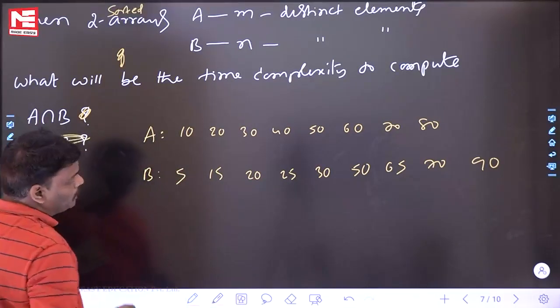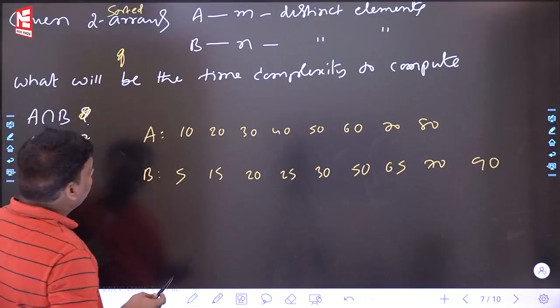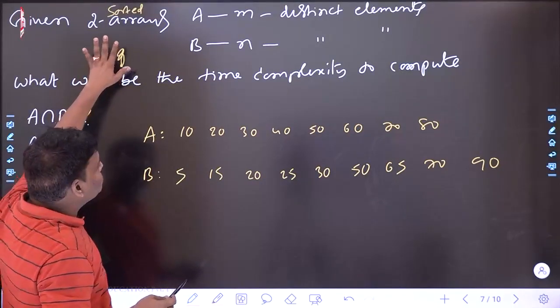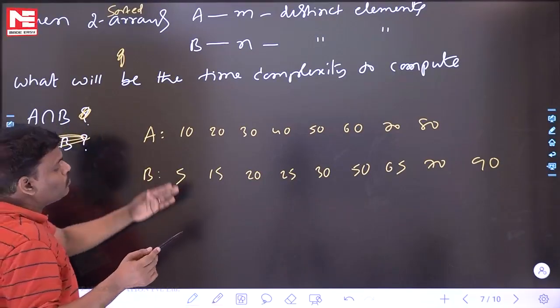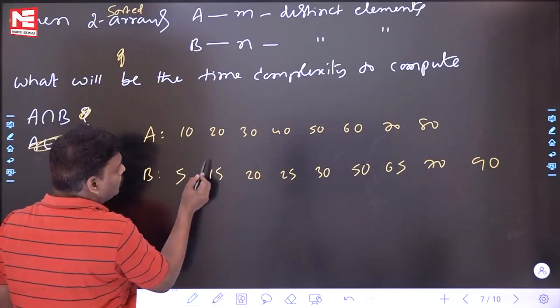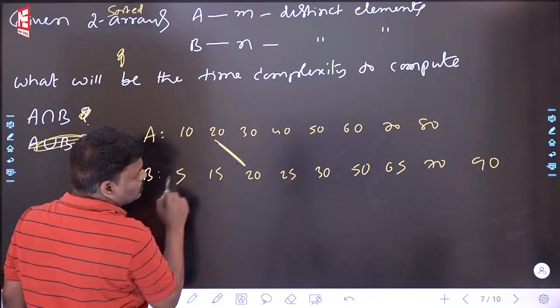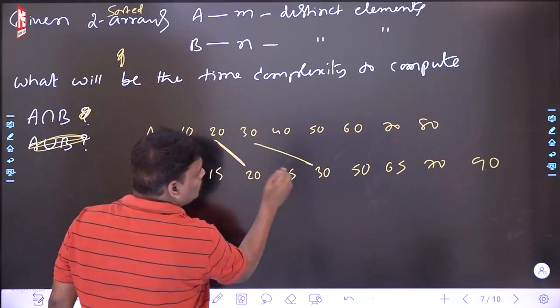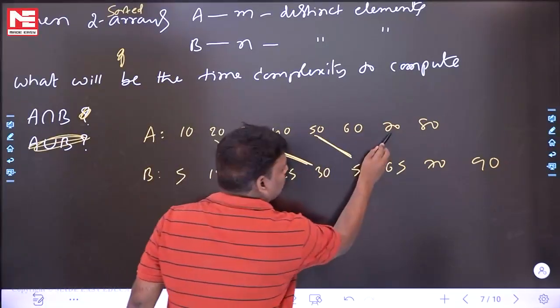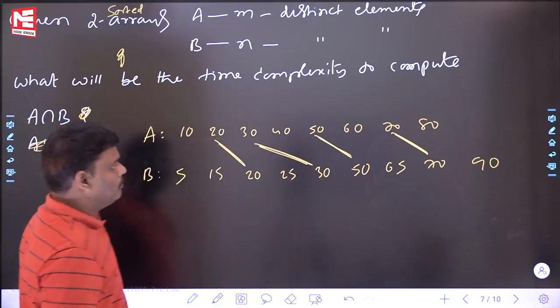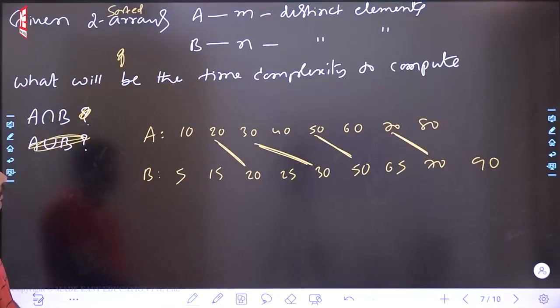What is the output expected? Can you say what are the common elements? This problem is saying that two sorted arrays are given to you, and finding the intersection means finding the common elements. Can you say what is the output expected for this one? I think common elements: 20, next, common element 30, common element 50, common element 70. So I think this is the output expected: 20, 30, 50, 70.